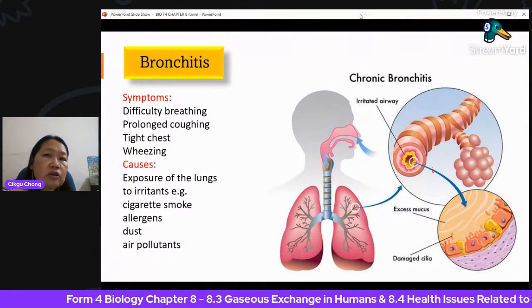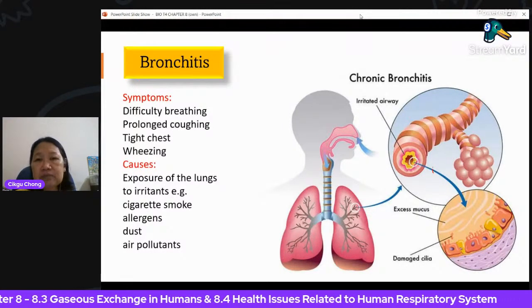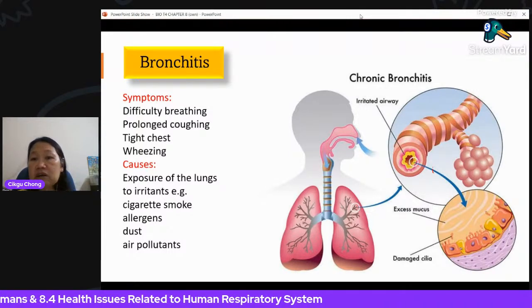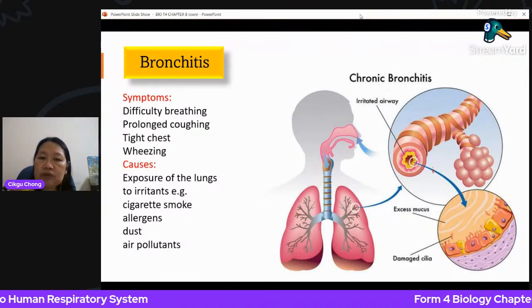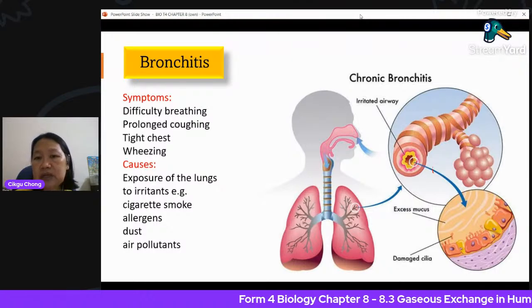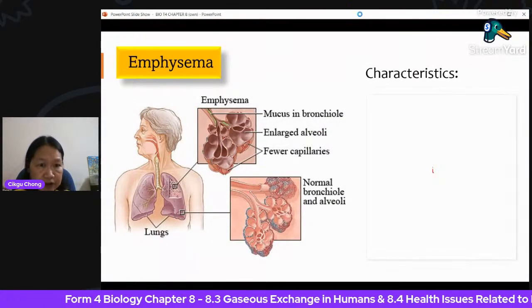For asthma, it can be inherited. Bronchitis is not inherited. This condition, bronchitis, whether it's chronic or acute, is not inherited. You cannot pass it on to your children. Okay, it's not through the genes. It's because of irritation and also because of infection from bacteria that causes all these things. Okay, next one. Emphysema is totally different.